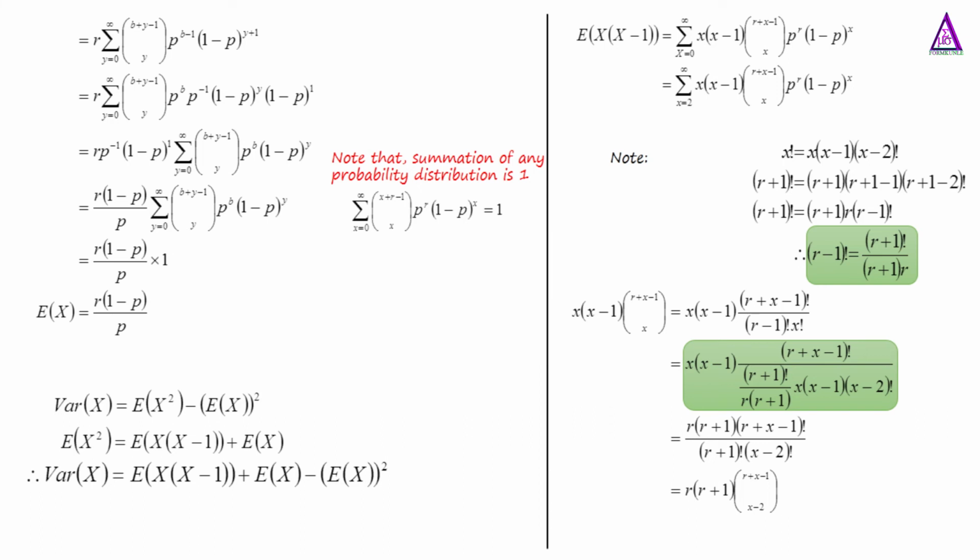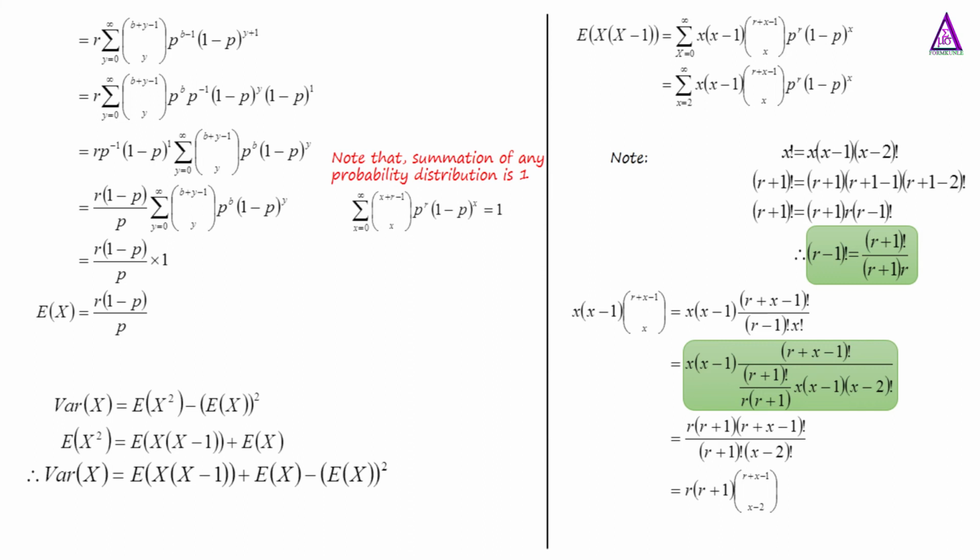And we now say that our expected value of the negative binomial, by proving, now equals r into bracket 1 minus p divided by p.